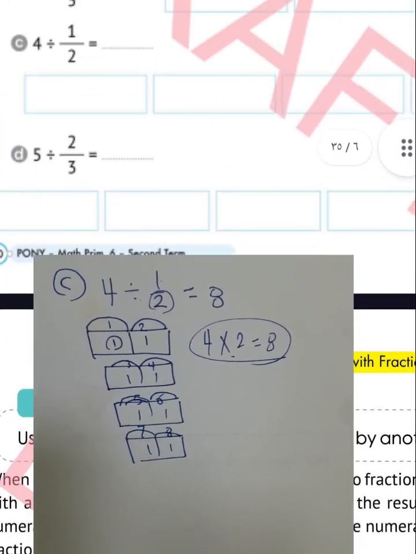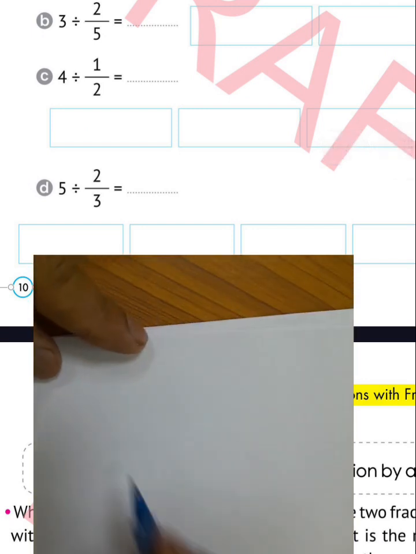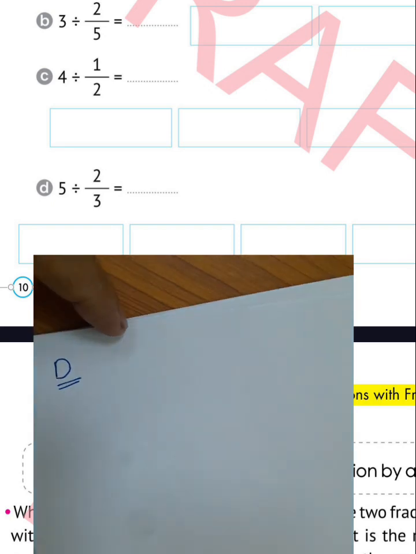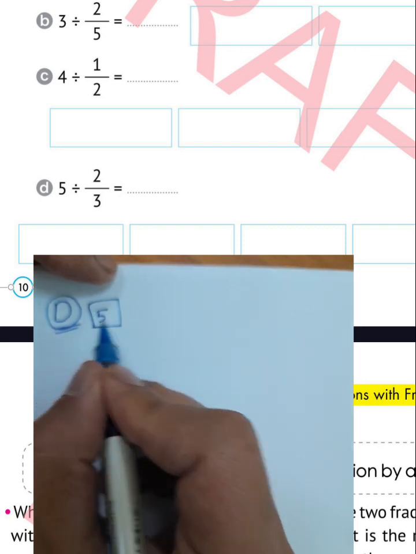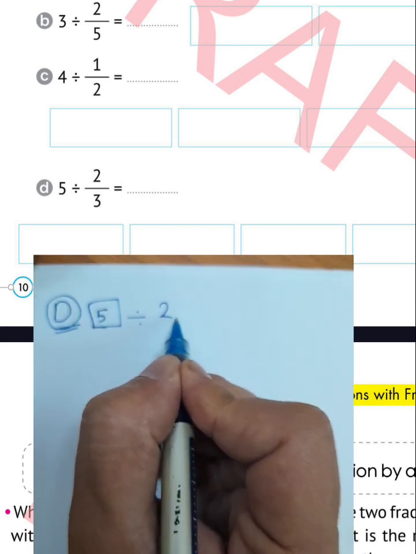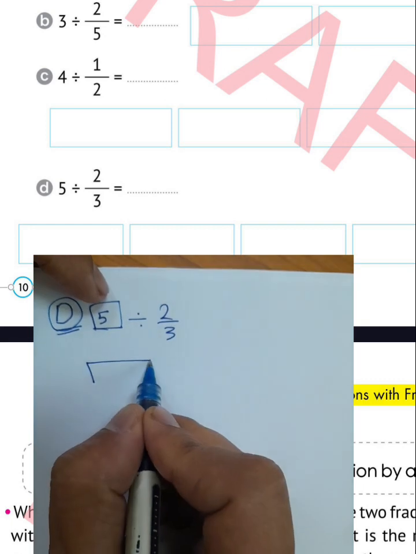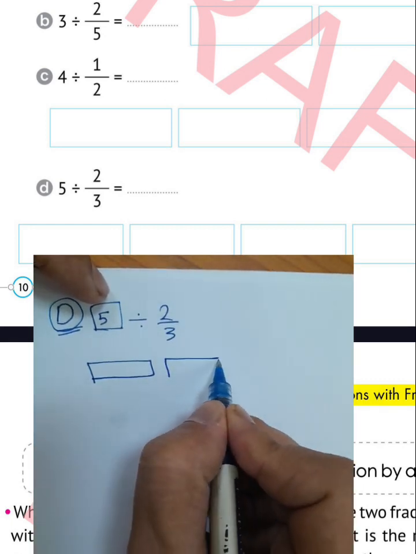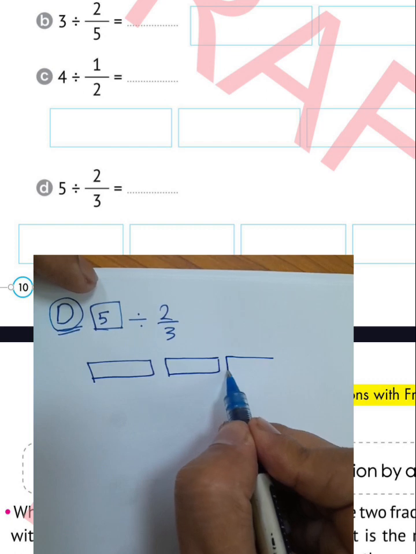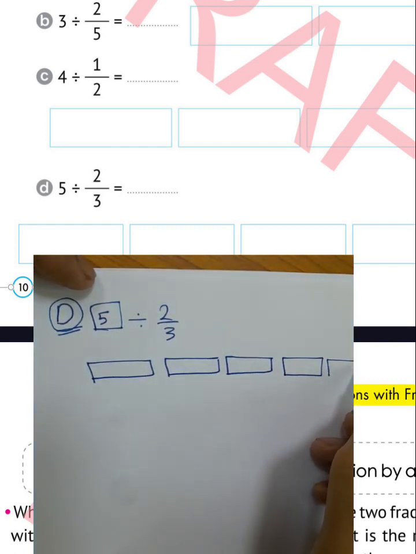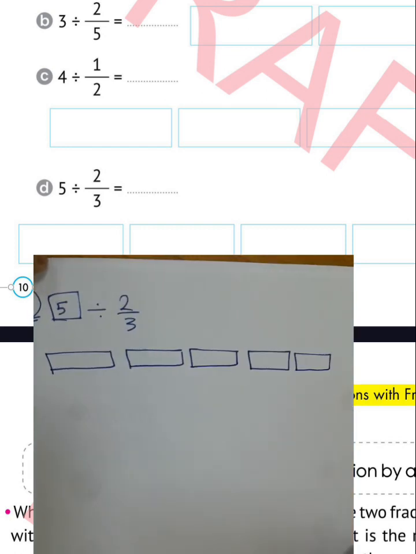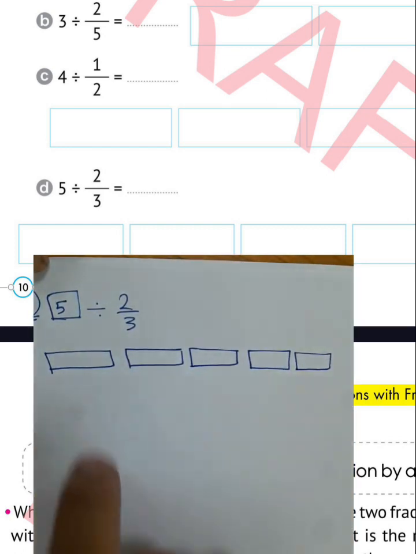Next example, 5 divided by 2/3. We will draw 5 models. 1, 2, 3, 4, and 5. 5 models, and divide each one of them into 3 parts.